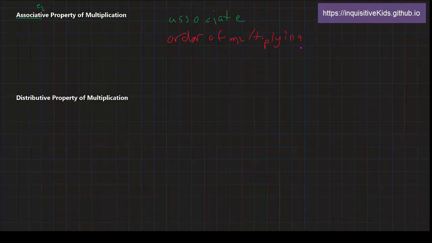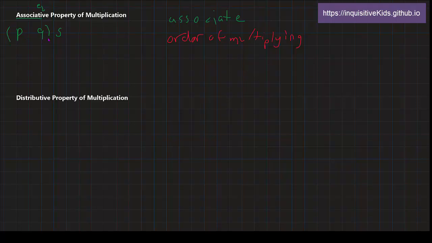So the associative property works like this. Say you had 3 numbers. The associative property will either have to be 3 numbers or more. So the associative property says that if you have 3 numbers, so we could do P, Q, and S. So these are 3 random numbers.